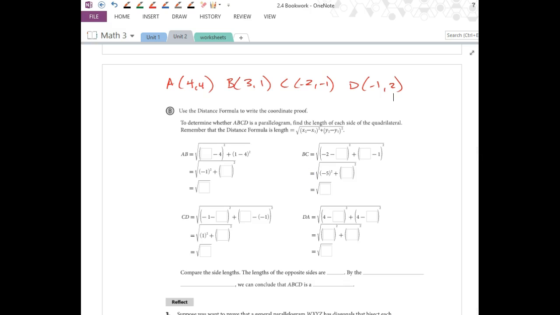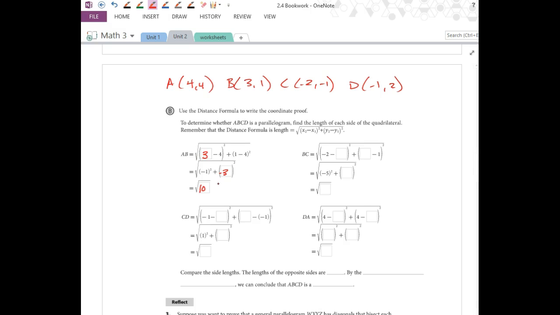Okay, so for the distance, A to B, what number goes in that little box? 3, right? 3 minus 4. If I go straight down from there, what goes in the box on the next one? -3. So we've got -1 squared plus -3 squared. So we got 1 plus 9, which is 10. Nailed it.